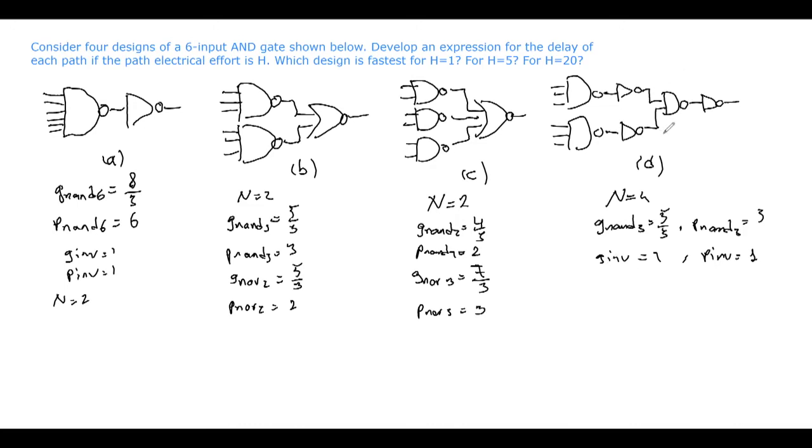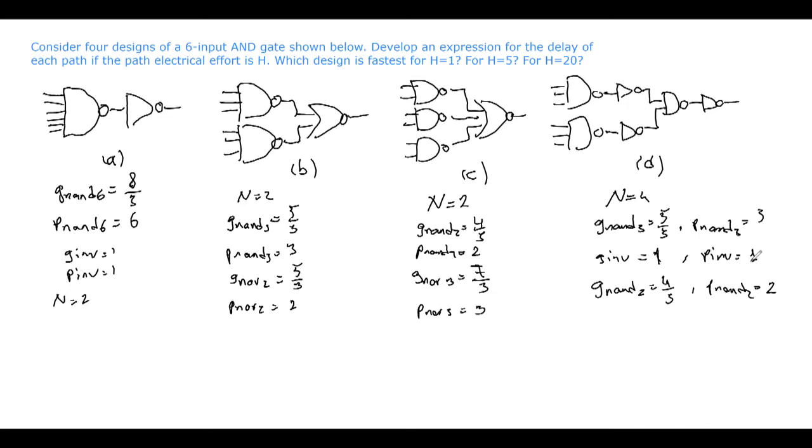And we have a 2-input NAND gate now. G NAND 2 is 4/3, and P NAND 2 is 2. And I'm not writing down the last one. It's what we already know. It is 1 and 1. So these are the logical effort values. If you're not convinced that these are all implementing this function, you can write down the expressions if you wish.